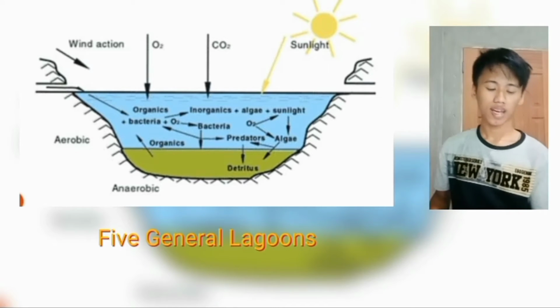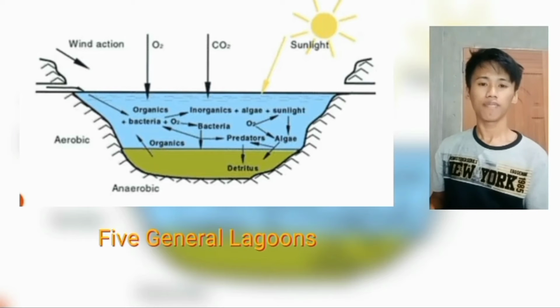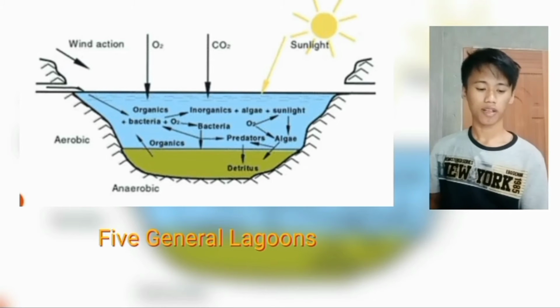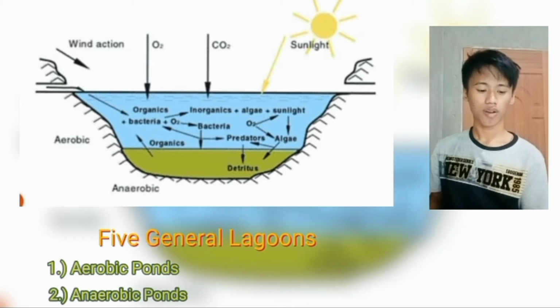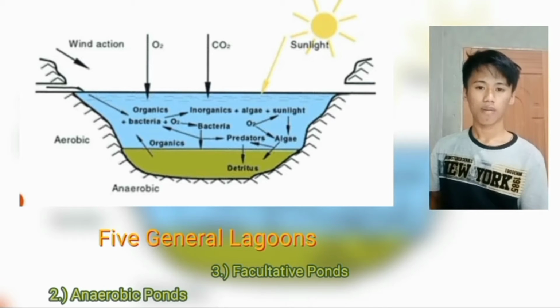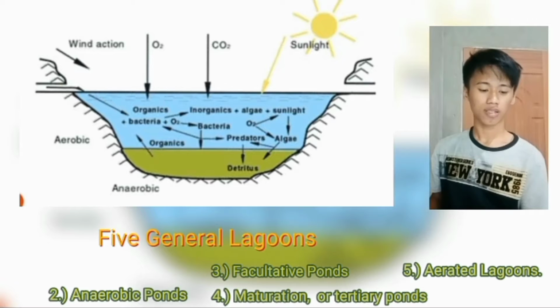So, by the way, there are five types of oxidation ponds, which are aerobic ponds, anaerobic ponds, facultative ponds, maturation or tertiary ponds, and lastly, aerated lagoons.